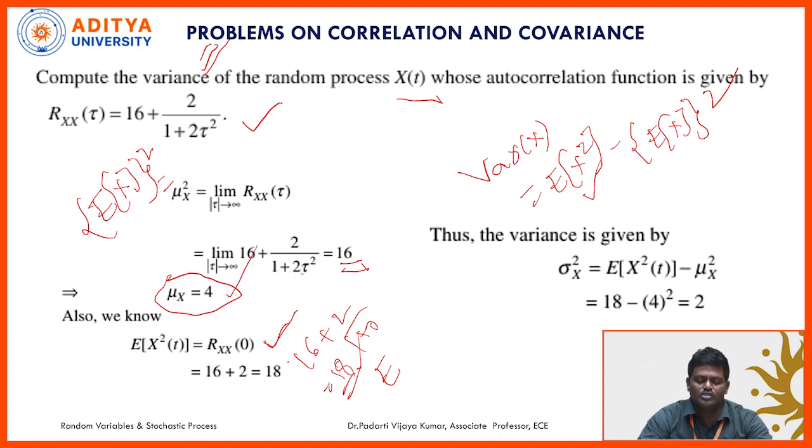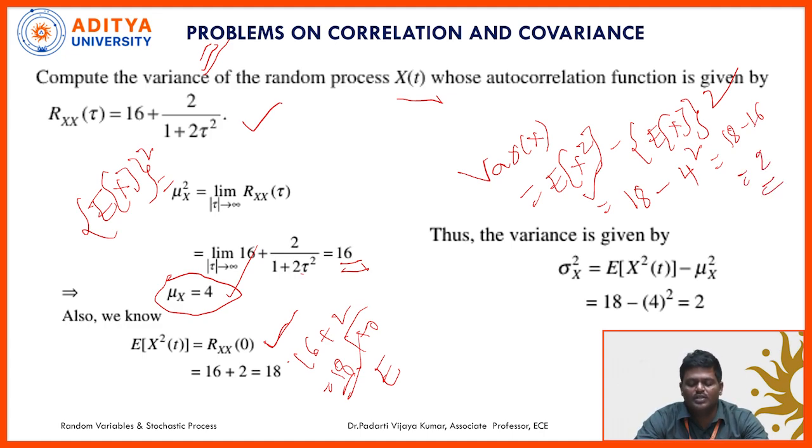We will substitute these values in the formula of variance. Expectation of X square is 18, expectation of X whole square is 4 square. So 18 minus 16, we will get the statistical parameter variance value as 2. So with the help of the properties of the autocorrelation function, we can compute the statistical parameters mean, mean square value and variance of a random process.